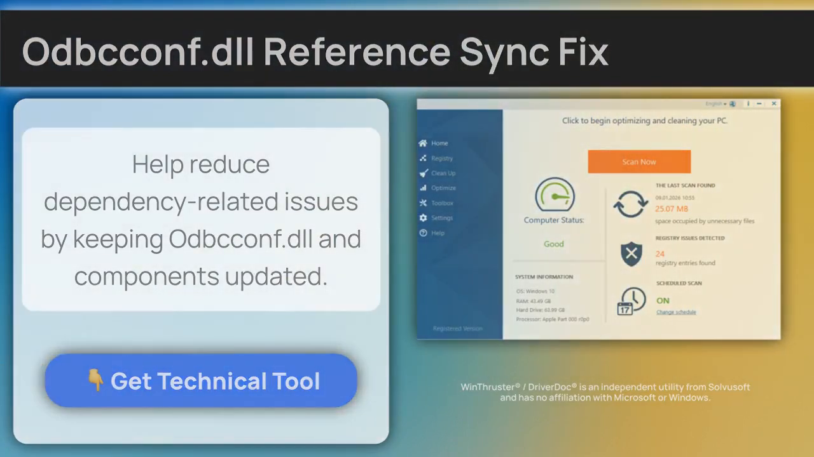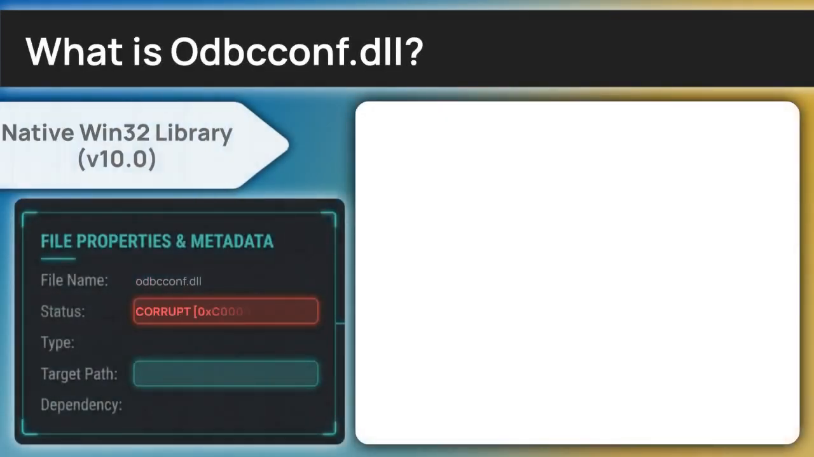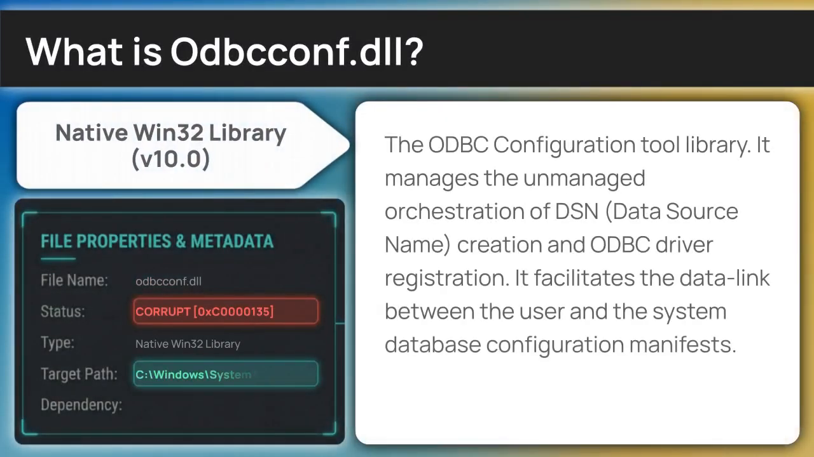This is the ODBC Conf Library, the ODBC Configuration Tool library. It manages the unmanaged orchestration of DSN, data source name, creation, and ODBC driver registration. It facilitates the data link between the user and the system database configuration manifests. Understanding the file's role is a great start. Now let's look at replacing it.